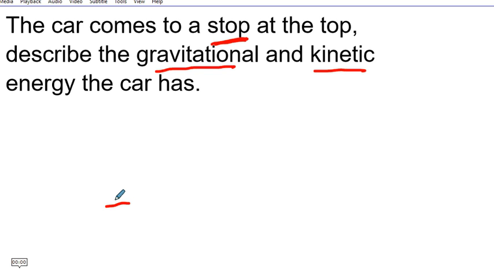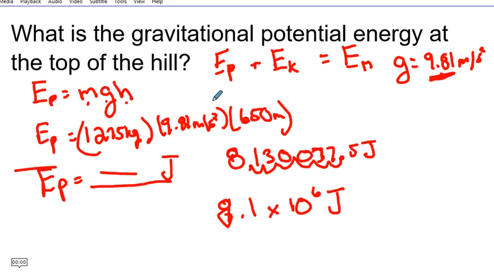So if we imagine that the car starts on the ground and it's not moving, the potential energy at that point is zero because it's on the ground. And the kinetic energy, if it's not moving, is also zero. So as the car starts to drive up the hill, we're gaining more and more potential energy because it's getting higher and higher above ground level. And the height is 650 meters.